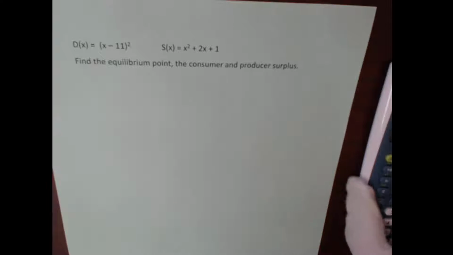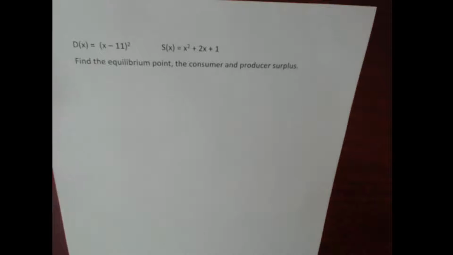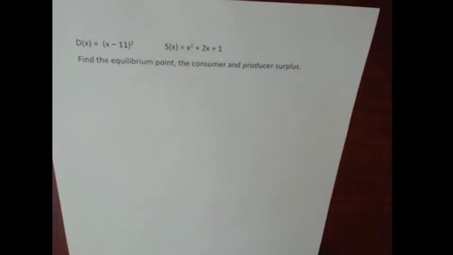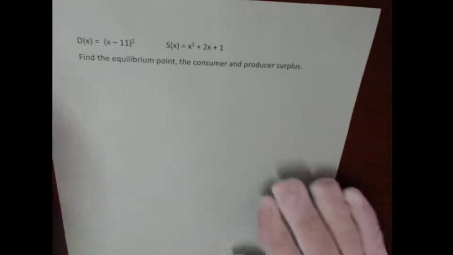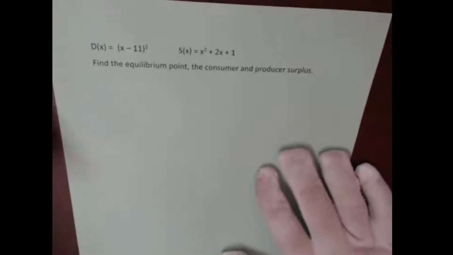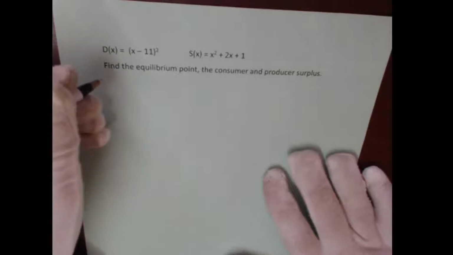All right, here's our second example. We want to find the equilibrium point, the consumer surplus and the producer surplus of this equation. Pretty much everything is going to be the same as the previous one. It's just that our curves are a little bit more challenging, but the integrals actually won't be that much harder. So let's find the equilibrium point.